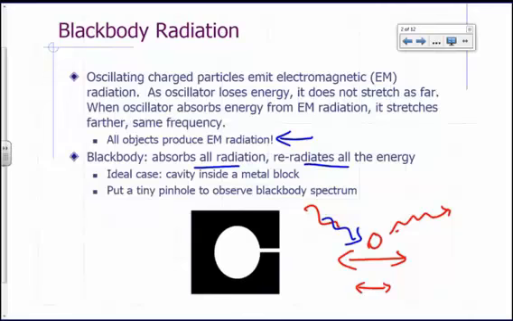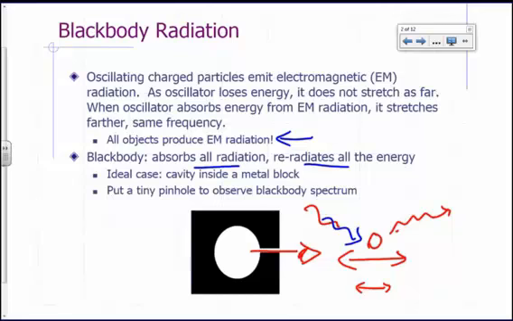So the ideal case of a blackbody is one where you have a cavity inside a metal block. Now, if you want to observe what's happening inside this block, you have radiation basically bouncing back and forth within the cavity. If you want to observe the spectrum coming out of a blackbody, you imagine you have a little tiny pinhole there. You take a peek, and you look at the light that's inside that radiator.